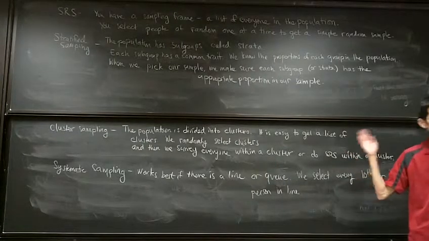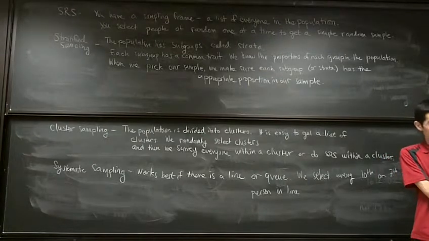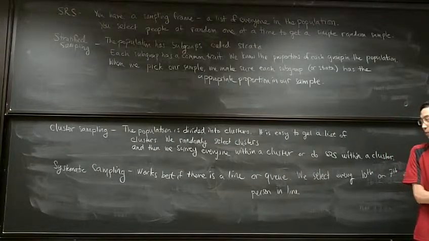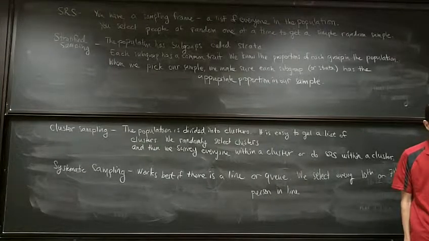Okay, and the answer is systematic sampling. Okay, because it's sending every such and such person, so every 5th person gets sent around. All right.